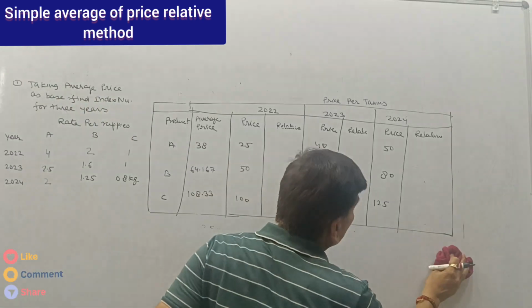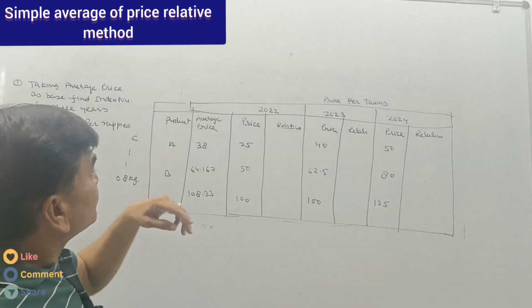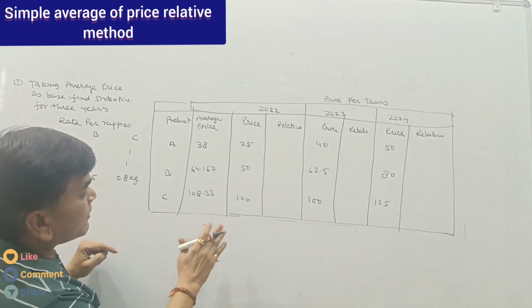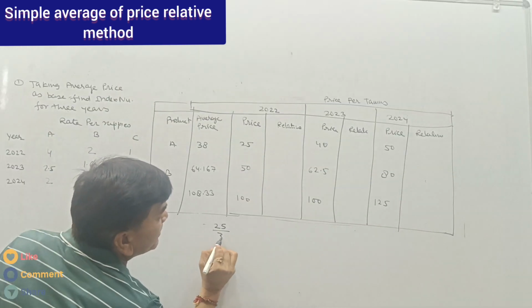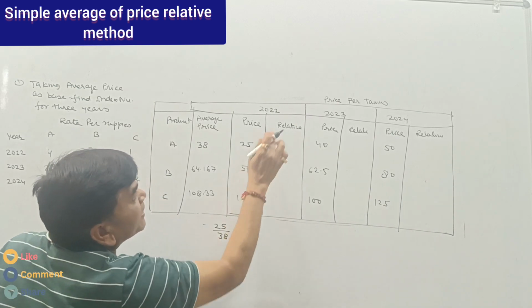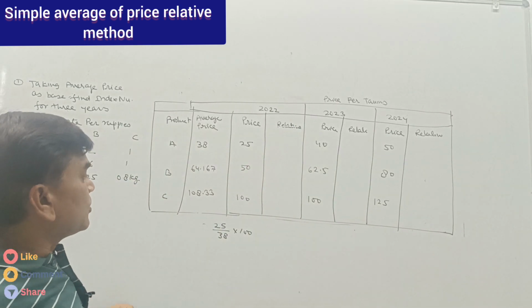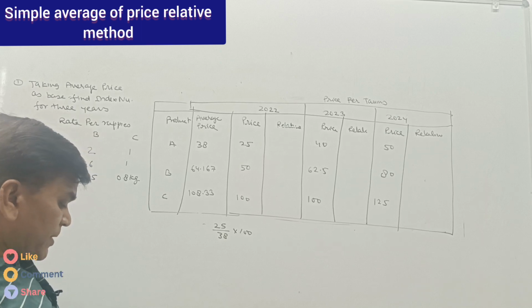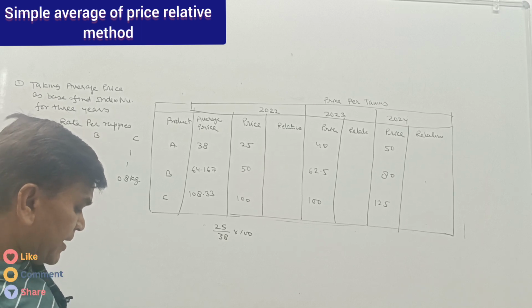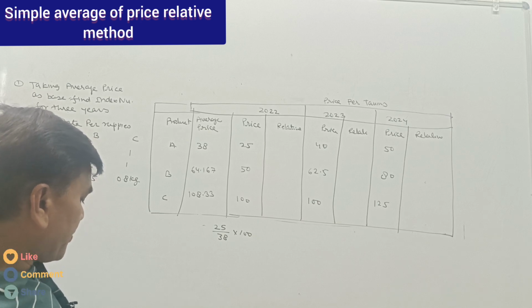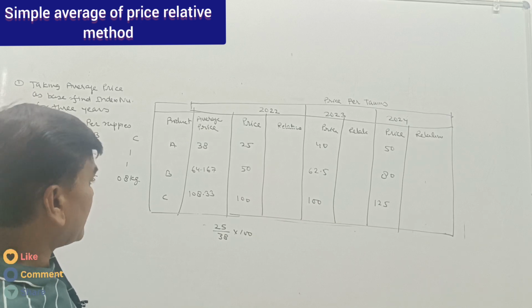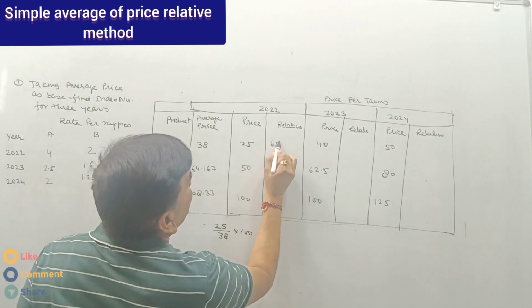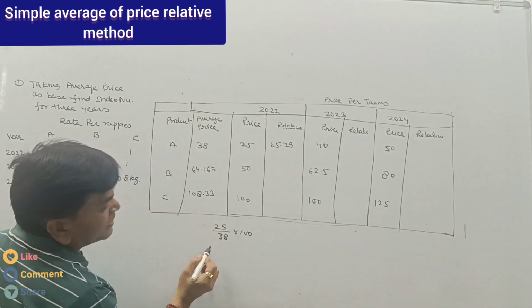Okay. So for getting the relatives, we have 25, first one, 25 divided by 38 multiplied by 100 for getting this relative. So 38 is our base price. 25 divided by 38 multiplied by 100, that is 65.79.